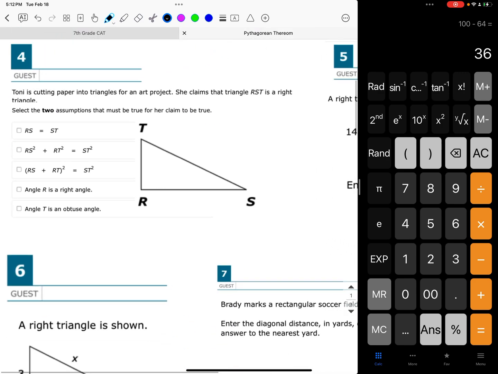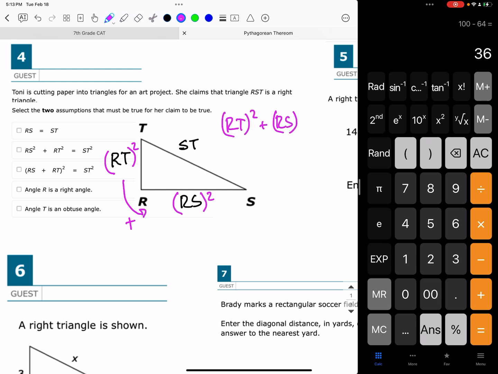All right, over here, this side we can call RT. You can name a side by its corners. This side we can name RS. This side we can name ST. Technically, this is wrong. If I take this side, RT, and turn it into a pink number, I multiply it by itself. Then I take RS and square that. Then I add these two together, so I have RT squared plus RS squared equals ST squared, that one.